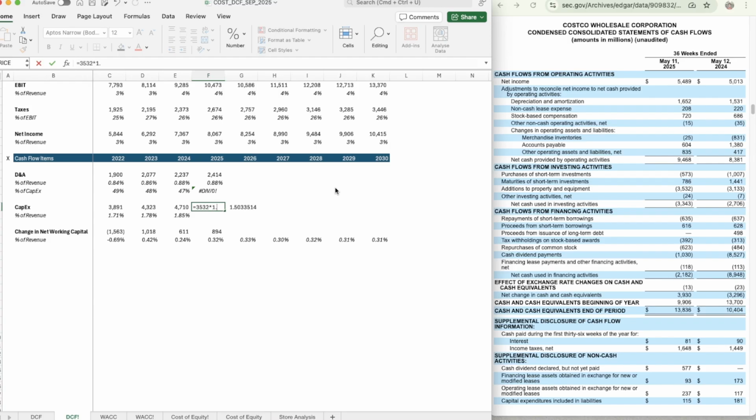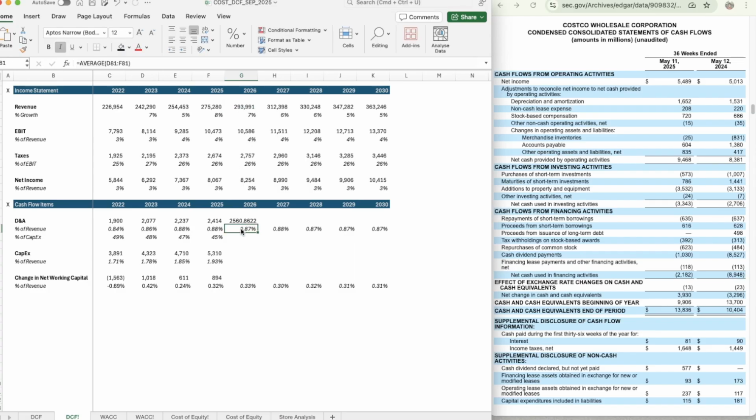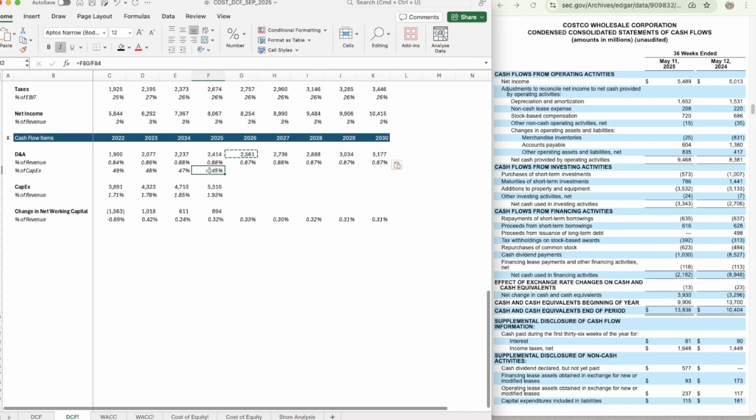3532 multiplied by 1.50335. Perfect. Yeah, so to forecast out, we just take the average from the last few years and we find the revenue multiplied by the percentage of revenue. And we stretch that out.